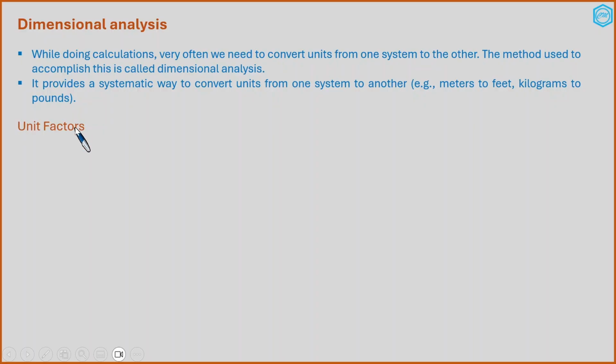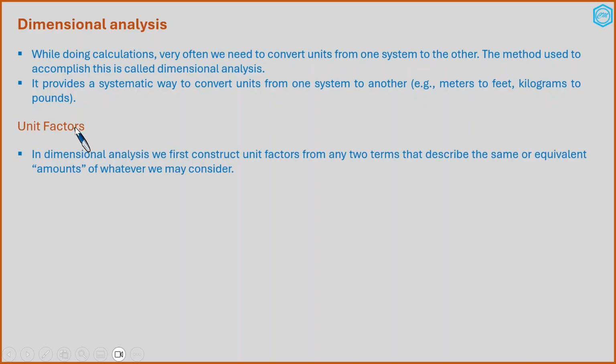For that, we need to construct unit factors. In dimensional analysis, we first construct unit factors from any two terms that describe the same or equivalent amounts of whatever we may consider. For example, 1 meter is equal to 100 centimeter. The right hand side and left hand side are the same.